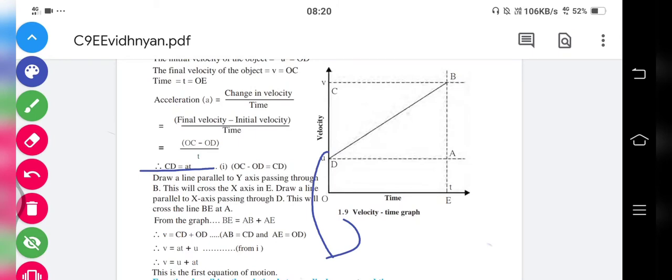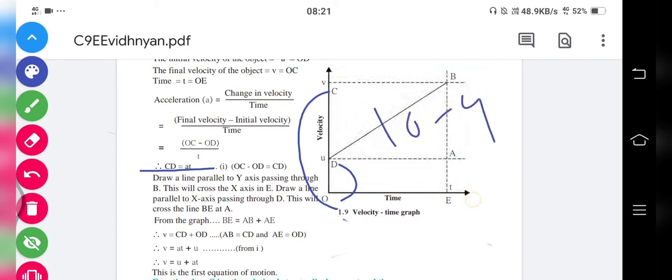Change in velocity upon time: the initial velocity is this one and the final velocity is this one. The initial velocity is OD and the final velocity is OC. You subtract the initial from the final to get the change in velocity. How to subtract? Suppose the total is 10, and you subtract 4 from it. So 10 minus 4 equals 6. This one is 6, correct? So according to that, here also it is OC minus OD.